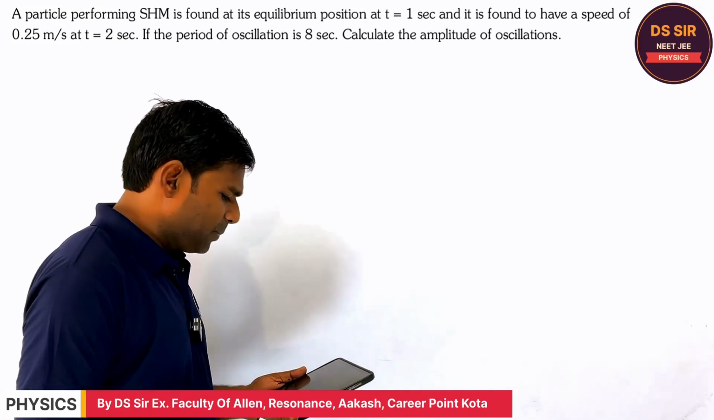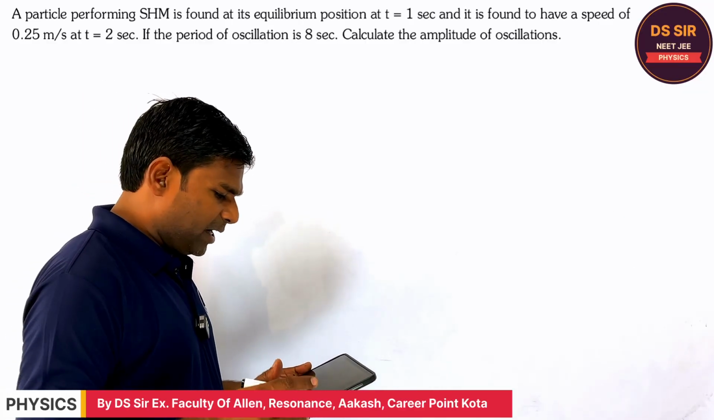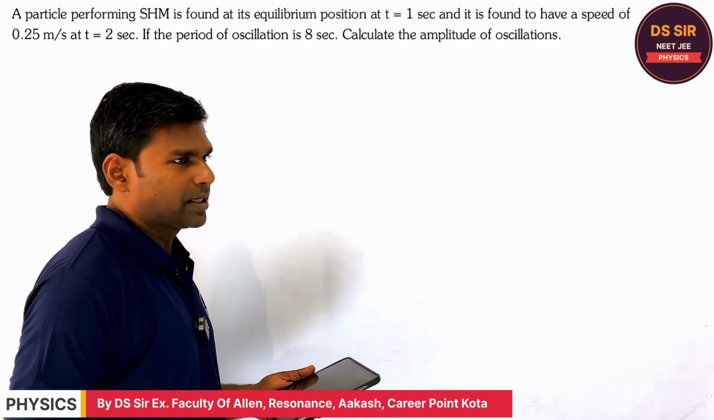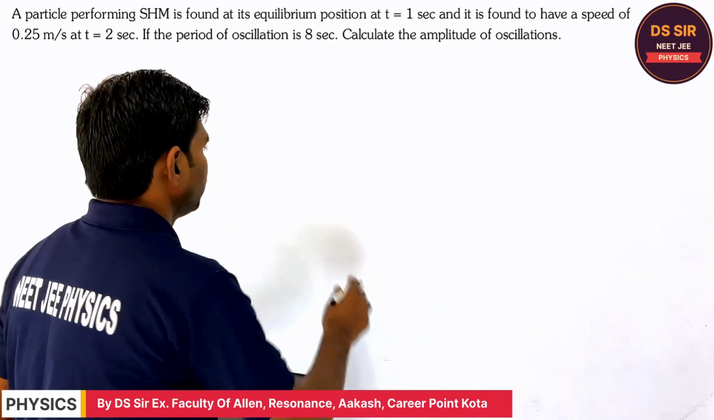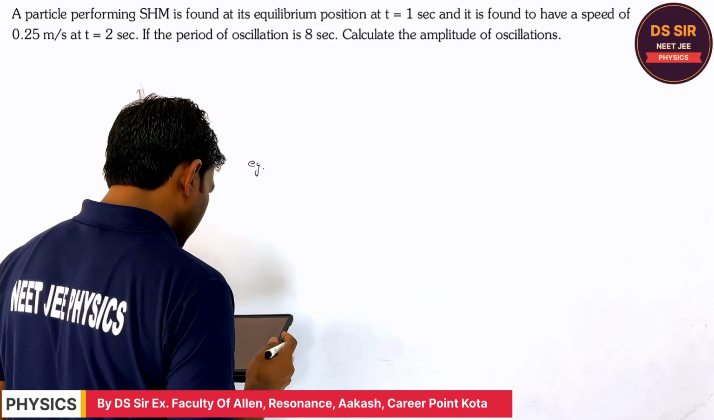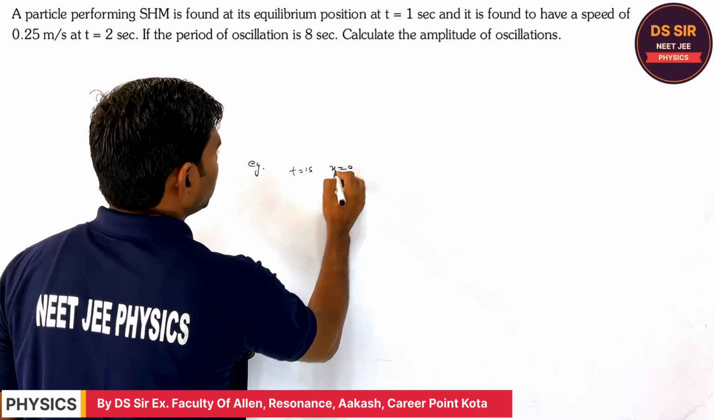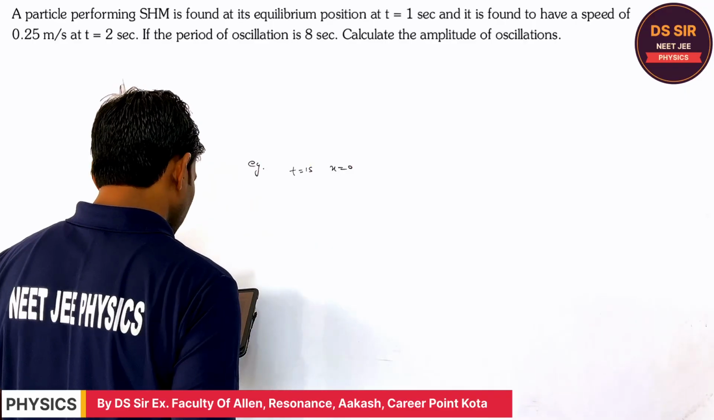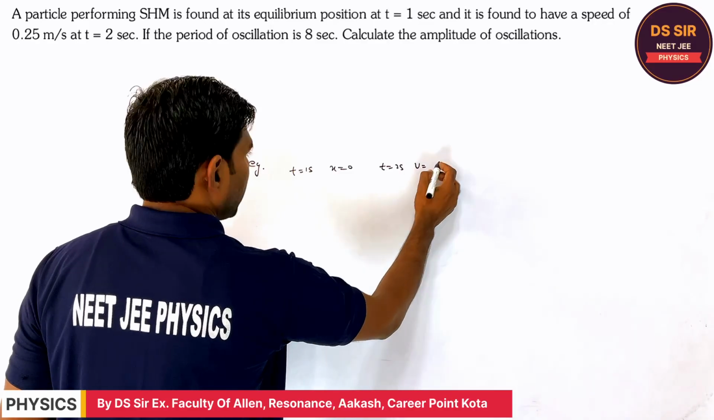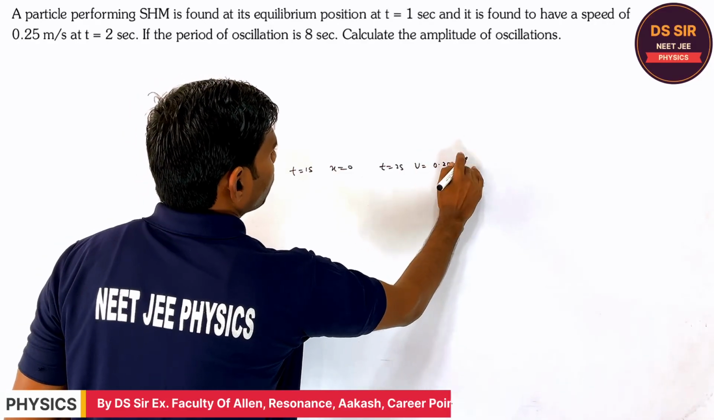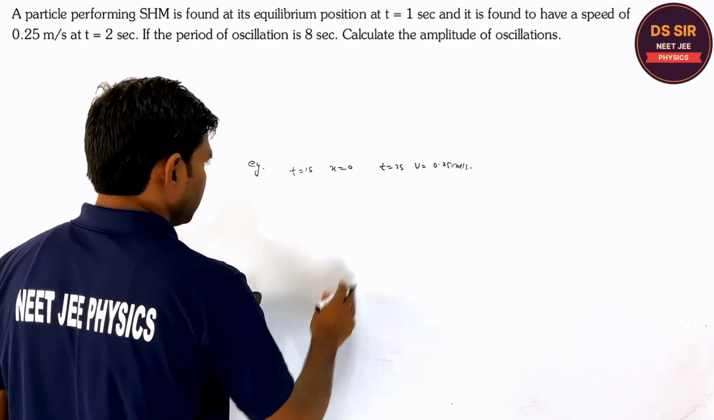Copy this. So in the next example, a particle performing SHM is found at equilibrium position at t equal to 1 second and found to have a speed of 0.25 meter per second at 2 seconds. If the period of oscillation is 8 seconds, you have to find the amplitude, right? So in this example, at t equal to 1 second, the particle is at equilibrium position, and at t equal to 2 seconds, the speed of the particle is 0.25 meter per second. So with the help of this data, first we will find the particle equation.